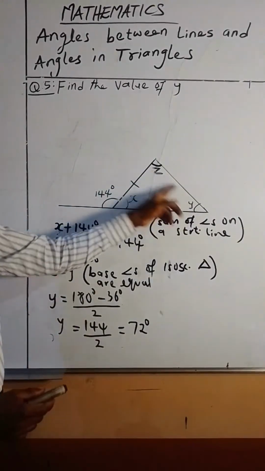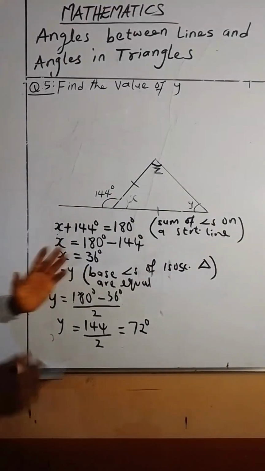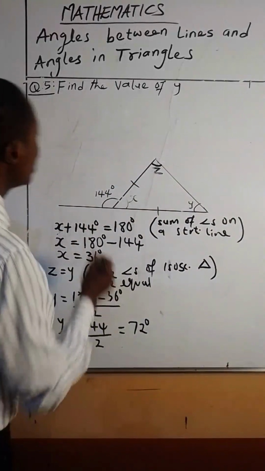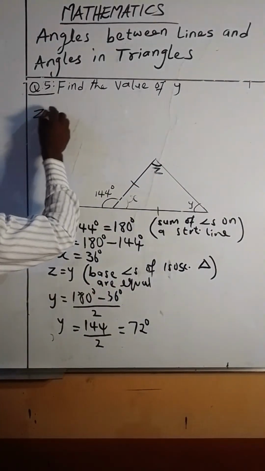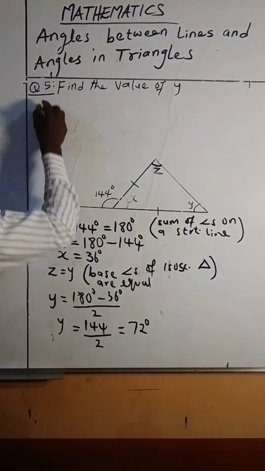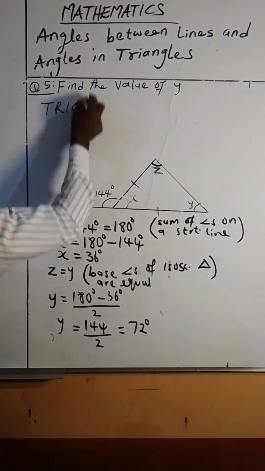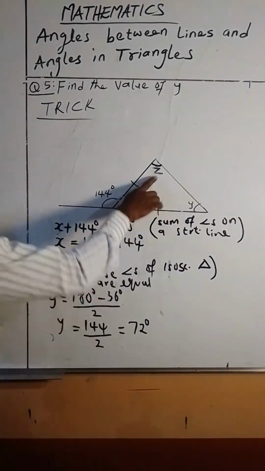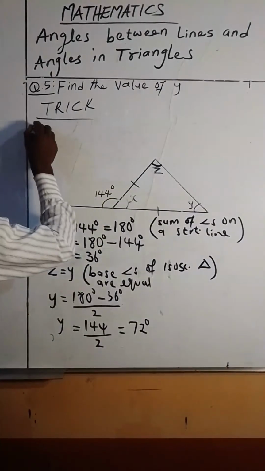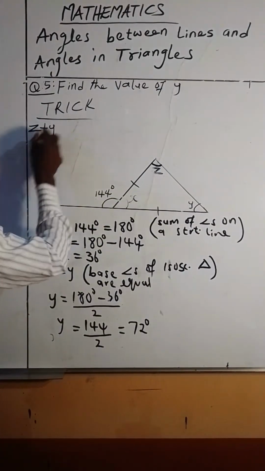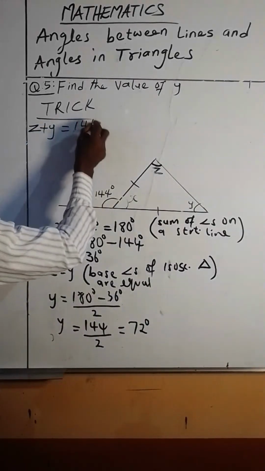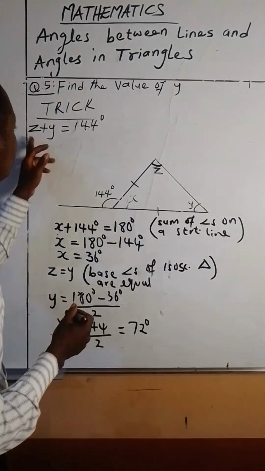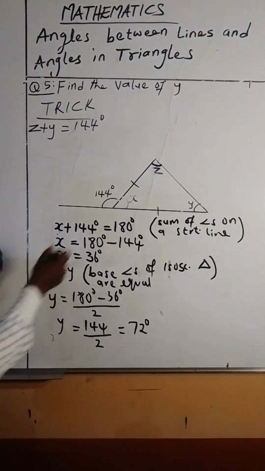So let me show you the short way, another way to get it. I call it a trick, the short method. Just look at it. Z plus y is equal to 144 degrees. If you don't want to use the long method, you can use z plus y is equal to 144 degrees. What is the reason?